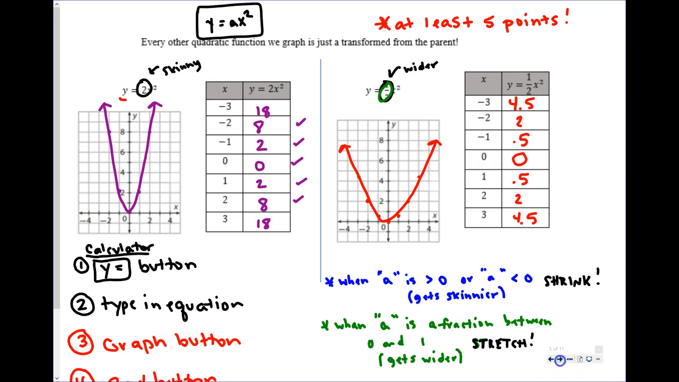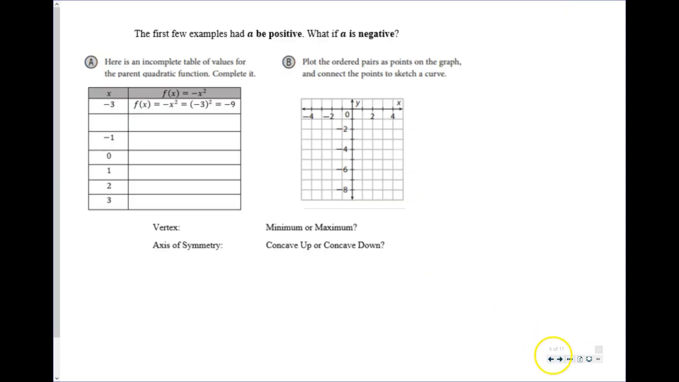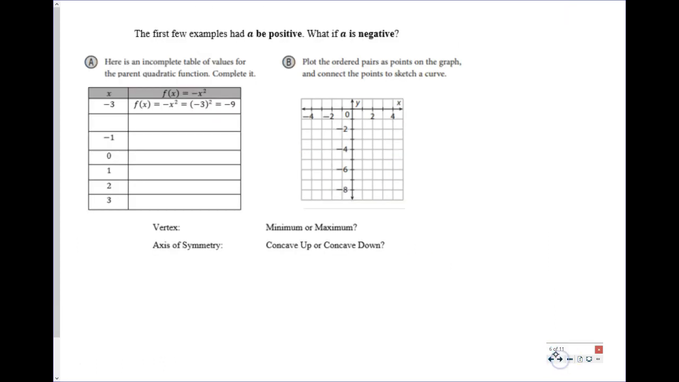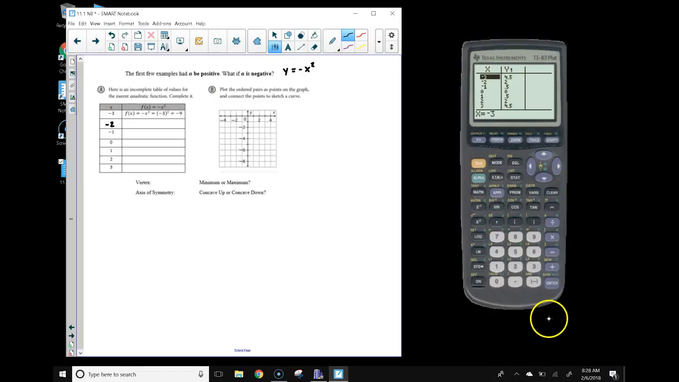Okay. Now let's talk about what happens when a is negative. So these last couple examples, notice the 2 and the 1/2 were positive, and these graphs went up. When a is negative, it changes a little bit. So now I've got the equation y equals negative x squared, okay? And so I'm going to go ahead and use my calculator to put these in a table, right? So I'm going to type in y equals, clear it out, negative x squared, and I'm going to graph it. And when I graph this, look how the graph changes. It goes down. That's what a negative does. It makes the graph go down.